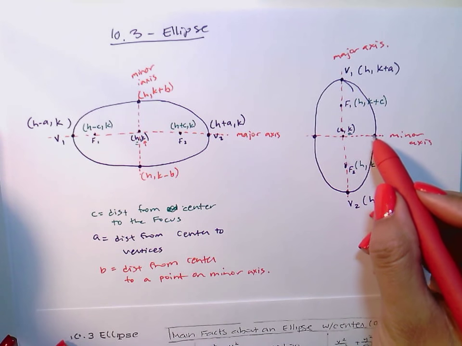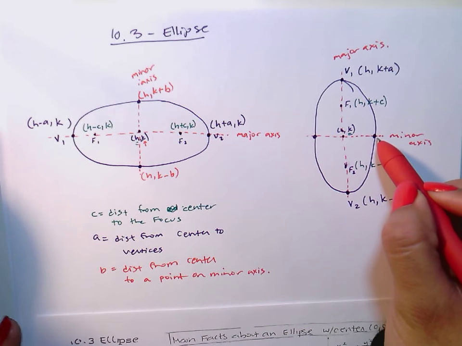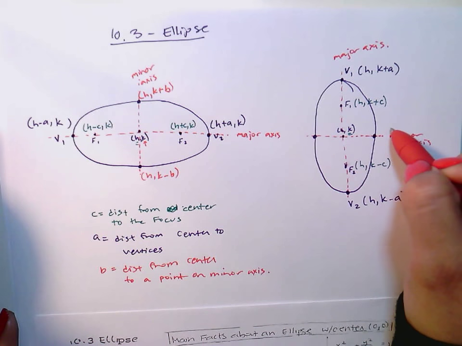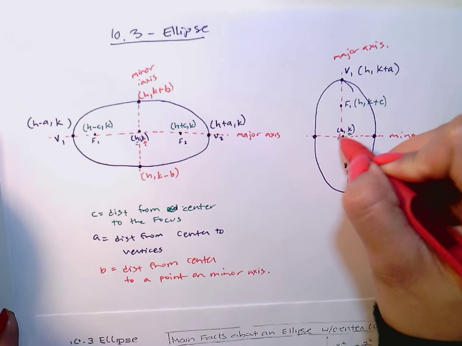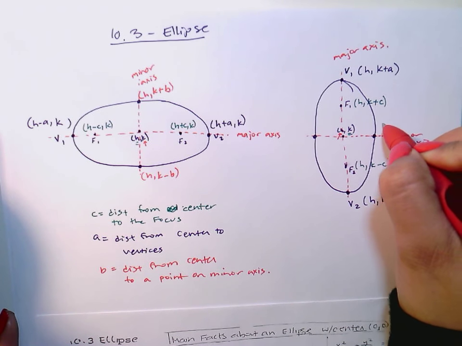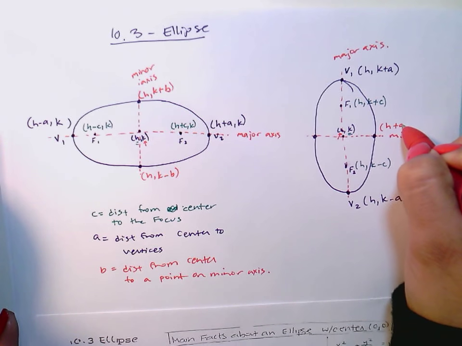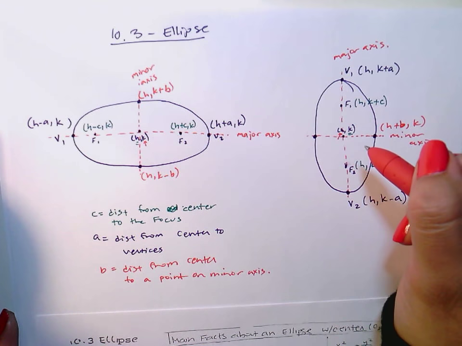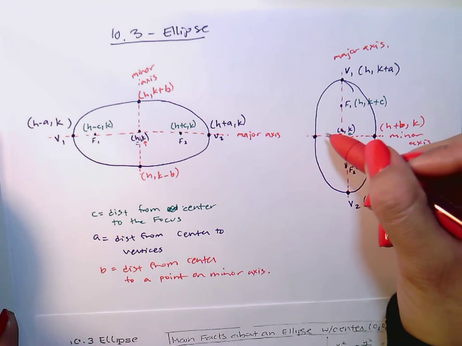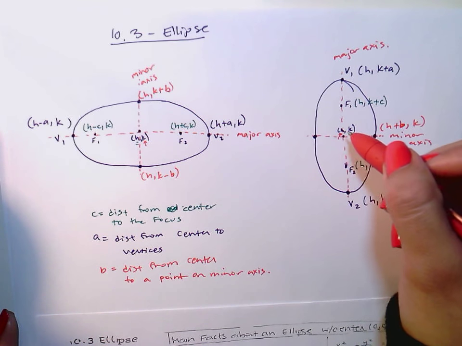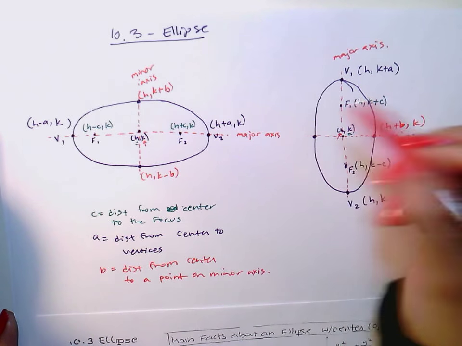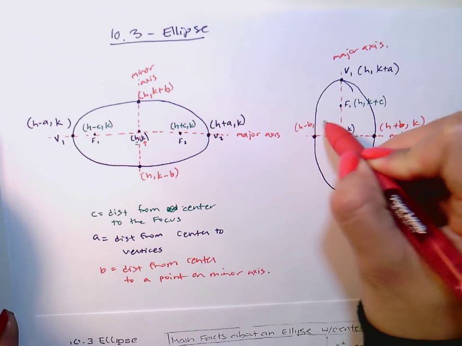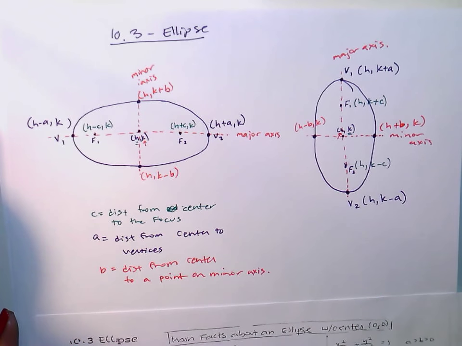And now this point is on the right side of the center. That means that we're going to the right by b units. If we're going to the right, the value that changes now is the x value. So now it's going to be h plus b, and the y value is going to be the same, which is k. For the other point on the minor axis, we're going b units away, but now to the left. So the x value is changing, and we're going to make it h minus b, and the y value is the same, so that's still k.